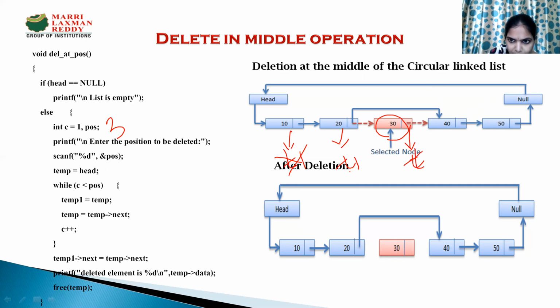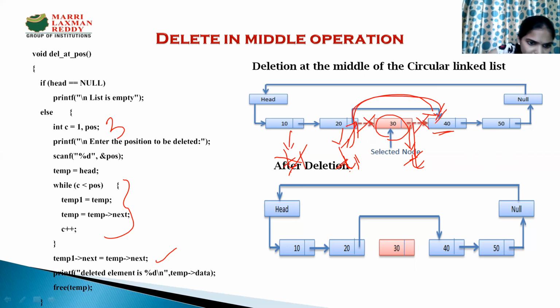Yes. Now what I do is, in the address of temp1 next, I'm storing the address of temp next. That is this address. So automatically this link gets established here. This loop is for moving to position number 3. Now see here, temp1 next, I'm storing the address of temp next. So the link between these two will get deleted, and the link between these will be established by the help of this statement. Temp next address is at the position with value 40.